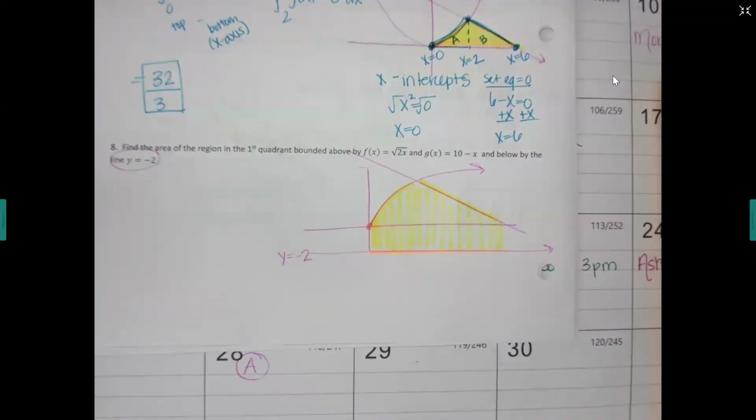Now, the reason the question doesn't really make sense is it says we're in the first quadrant, but obviously if we're shading all the way down to -2, then we're not stopping in the first quadrant. So if you'll just scribble that part out, so that it's not wrong.